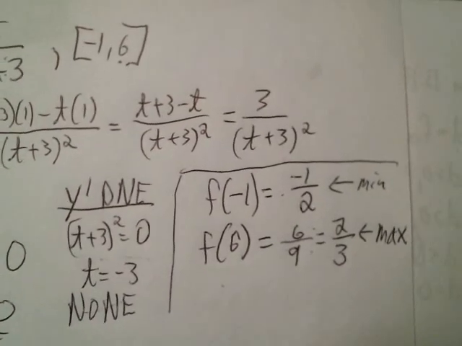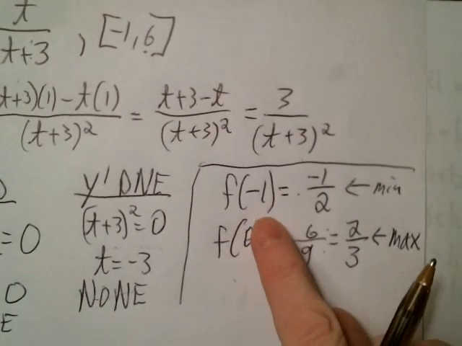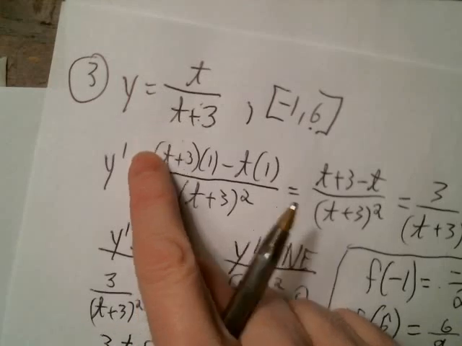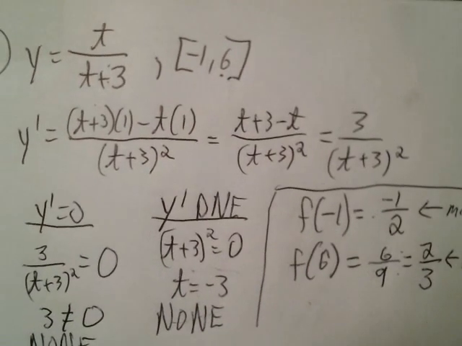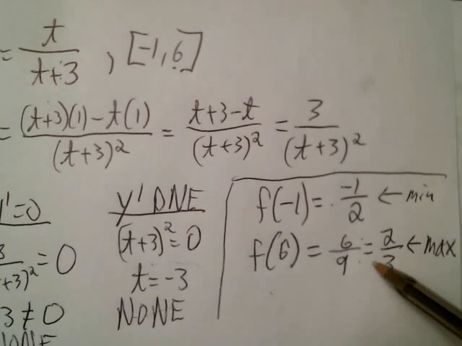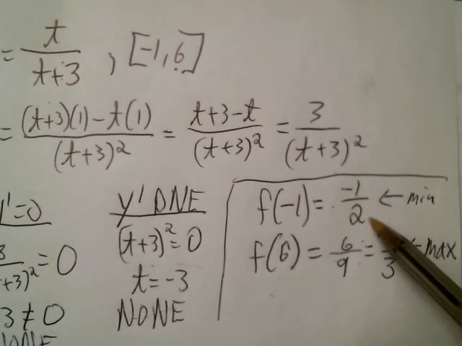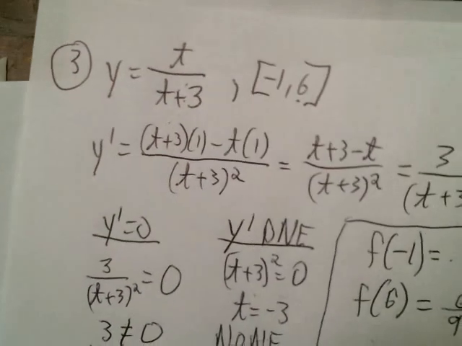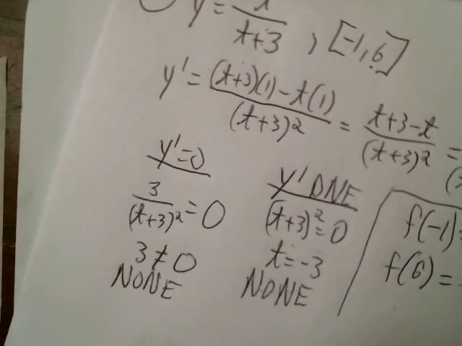Okay, so all I was doing is taking my endpoints, in this case, and plugging it back into my original function. And then you look at the values that it outputs, see which one's the big and which one's the small, and then that's it. You can have more than one max, more than one min. Let's look at the next one, which is a trig guy.